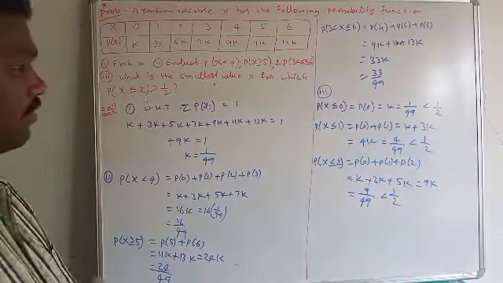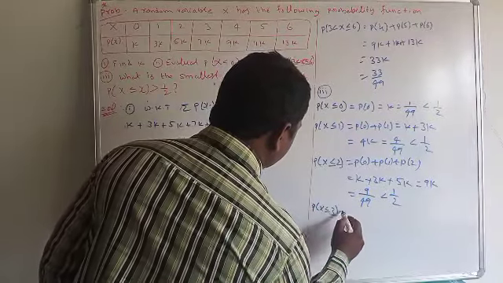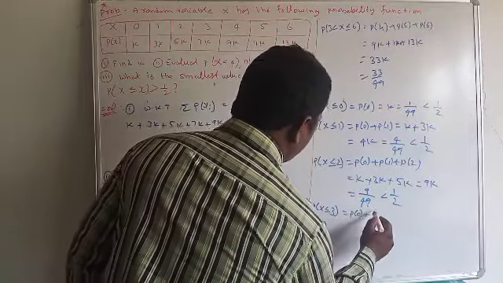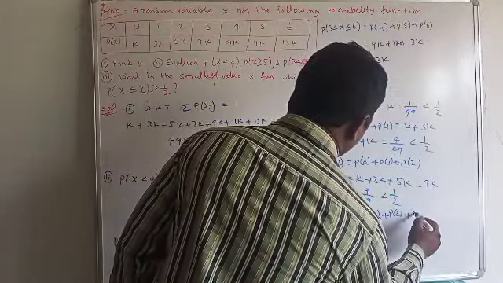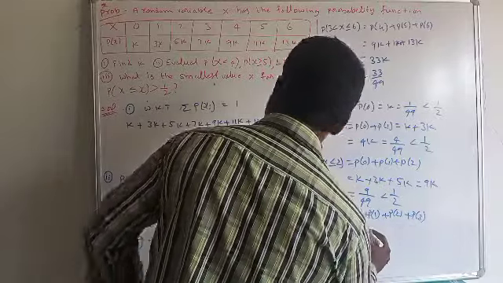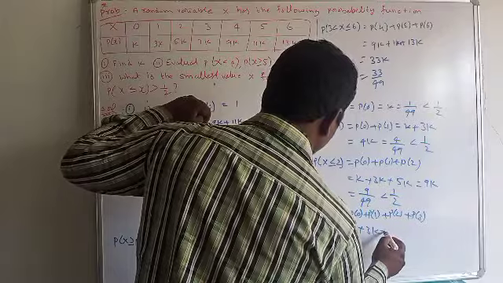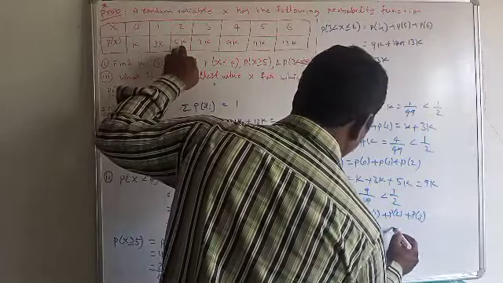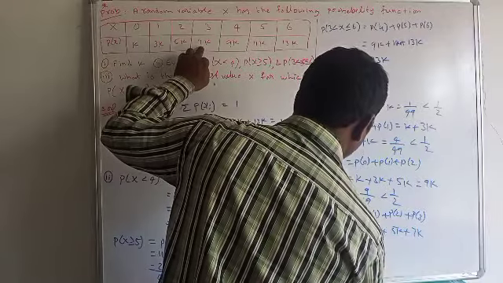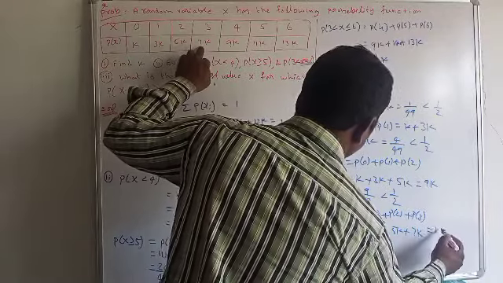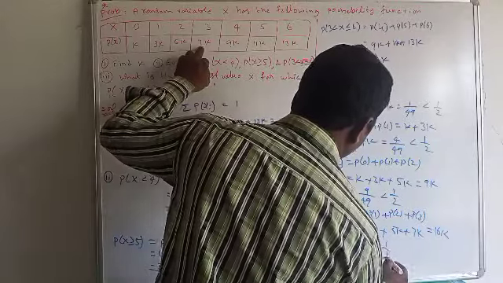We have to check until it is greater than 1 by 2. Probability of x is less than or equal to 3. This means probability of 0 plus probability of 1 plus probability of 2 plus probability of 3. Probability of 0 is k, probability of 1 is 3k, probability of 2 is 5k, and probability of 3 means 7k. This is 16k, and 16k means 16 by 49, which is also less than 1 by 2.